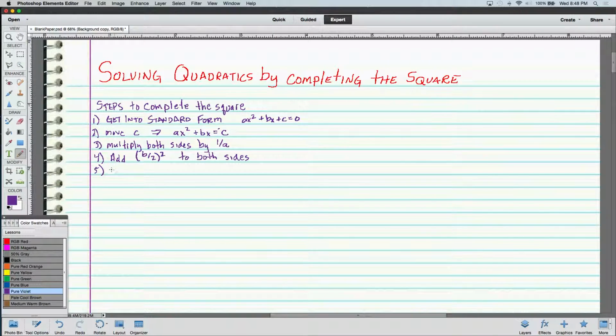Step five: what we're going to be left with on the left side of the equation is a trinomial that we're going to factor. So factor the trinomial on the left, and then you're just going to add the two values on the right.